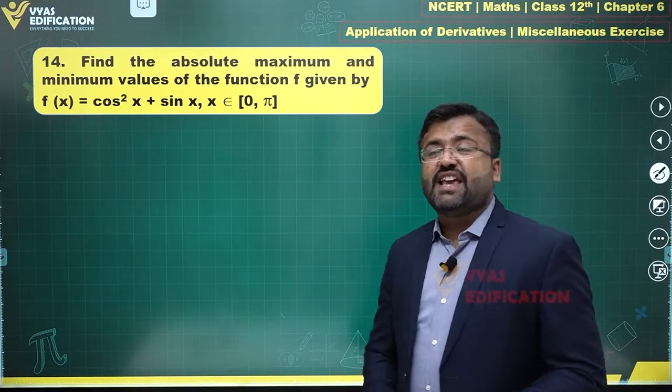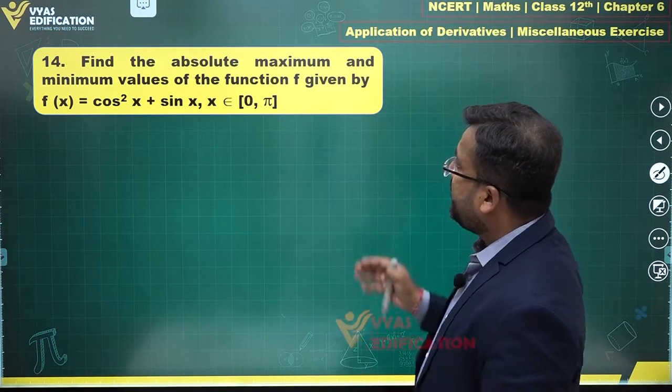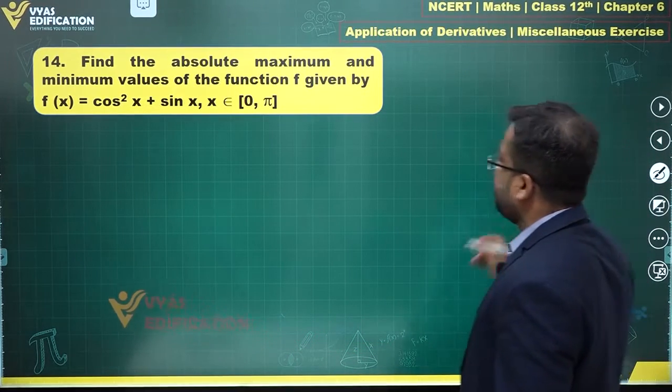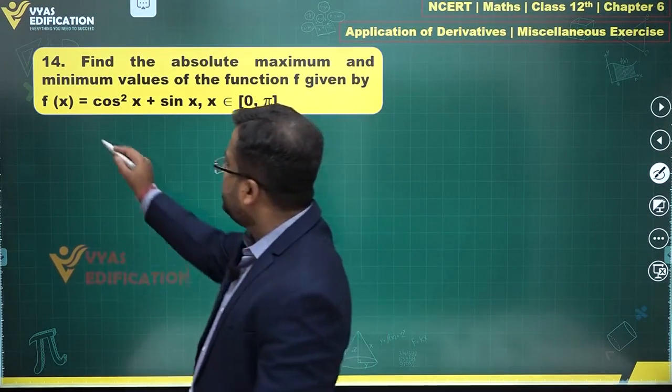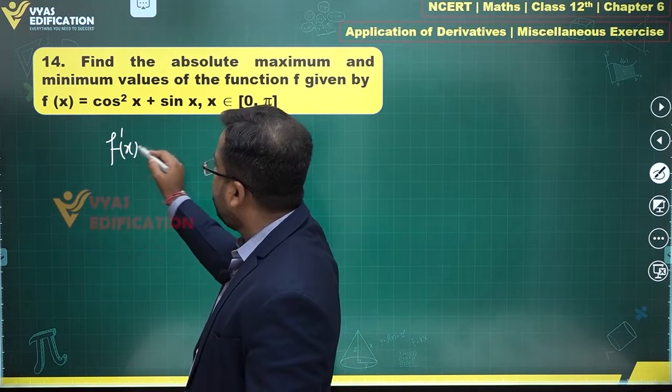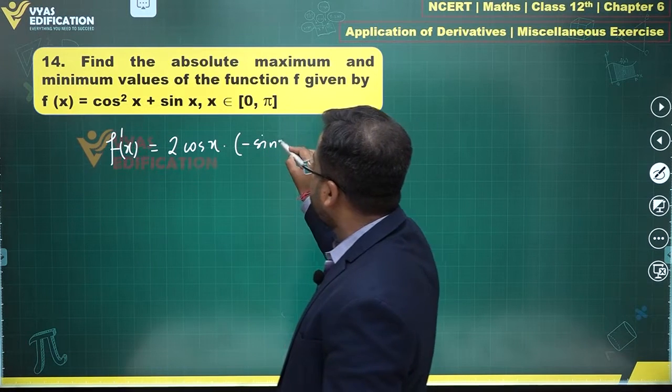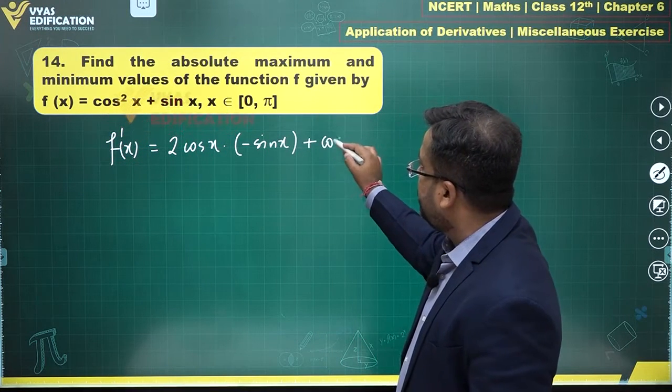The 14th question says: find the absolute maximum and minimum values of the function f given by f(x) equals cos square x plus sin x. How will we deal with this function? Let's take the derivative. f prime x is equal to 2 cos x, times the derivative of cos x, which is minus sin x, plus the derivative of sin x, which is simply cos x.